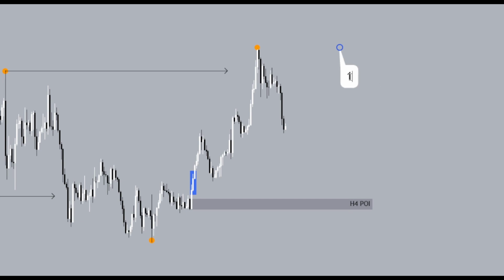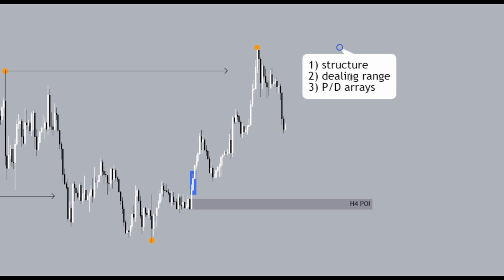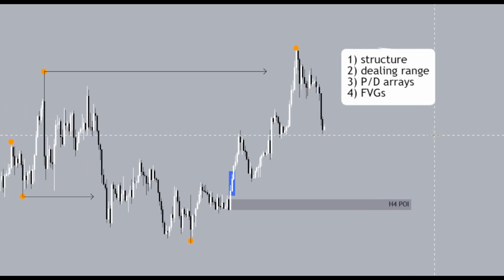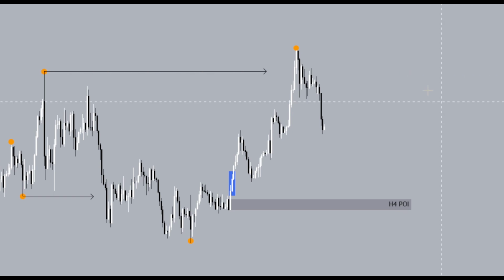So what we want to look at again, remember the 4 pillars we have is structure, dealing range. We want to be looking at our premium and discount arrays, and we want to be looking at our fair value gaps, right? So this is how we determine overall bias in the market. So the first thing we look at is our structure.